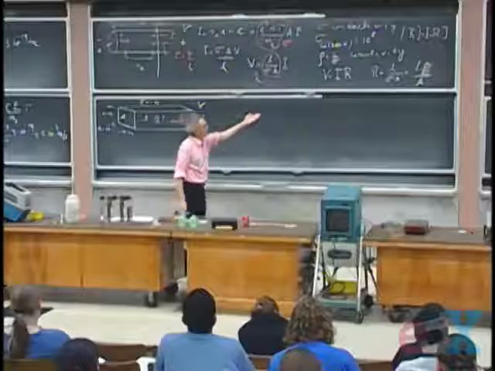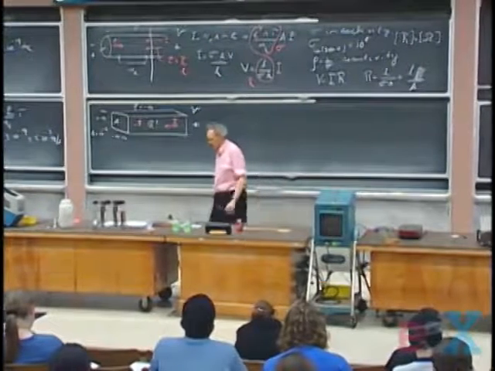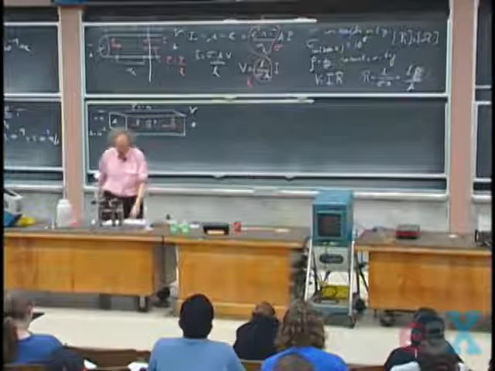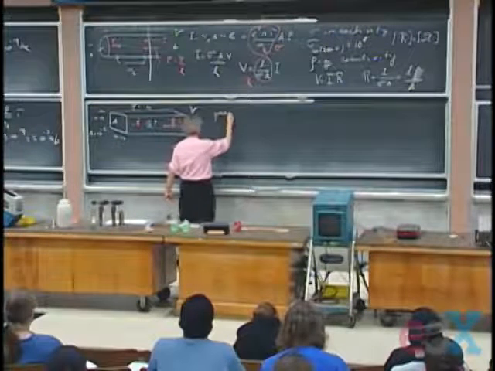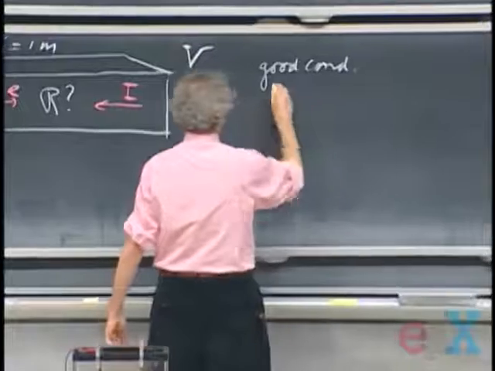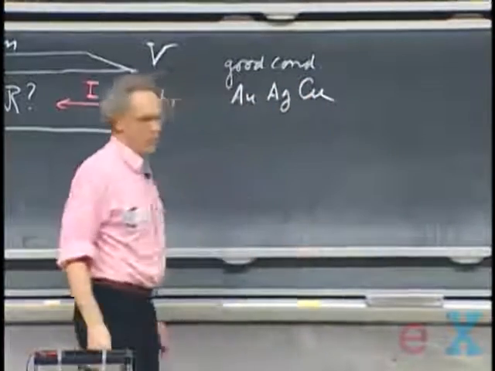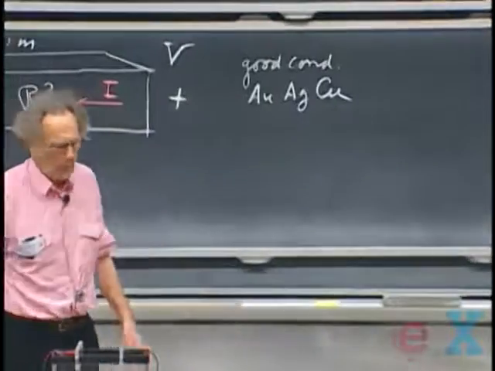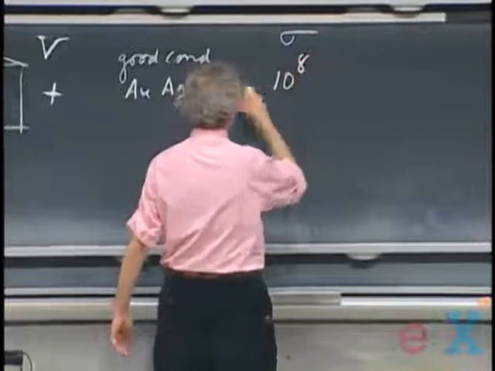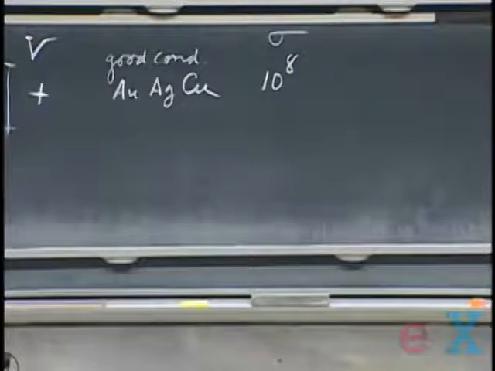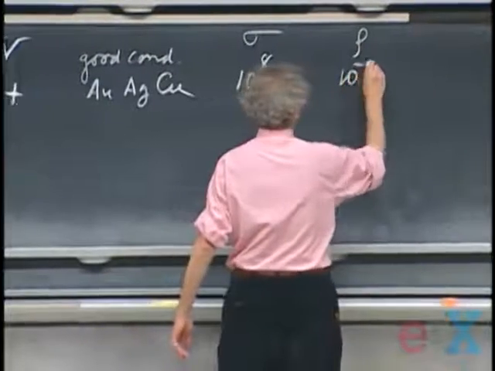Well, very easy. You take these equations, you know L and A, so if I tell you what sigma is, then you can immediately calculate what the resistance is. So let's take first a good conductor. Silver and gold and copper are very good conductors. They would have values for sigma of 10 to the 8, as we just calculated for copper. You've seen it in front of your own eyes. So that means rho would be 10 to the minus 8.